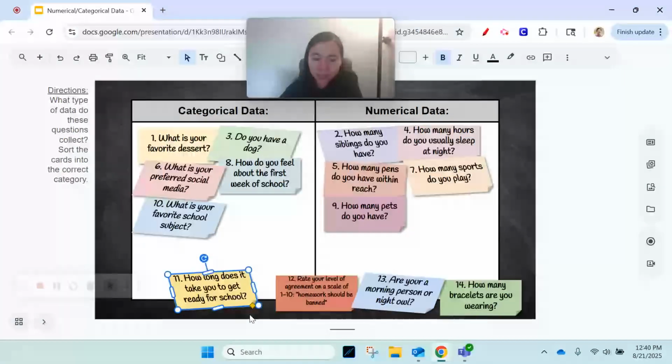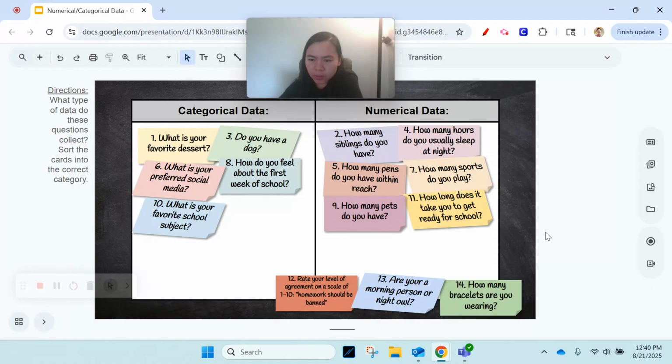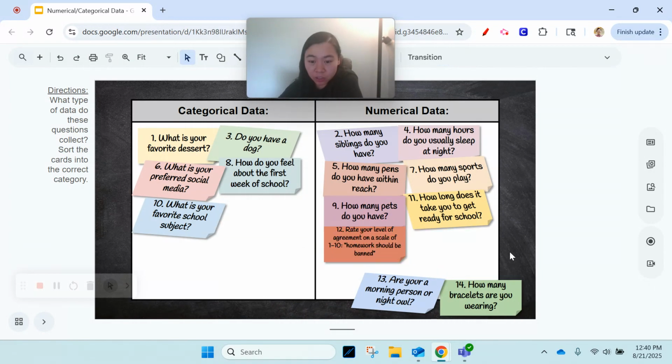How long does it take to get ready for school? Does it take you 30 minutes? An hour? 1 hour? 2 hours? We're going to consider that a numerical question, even though it does have the word minutes or hours. Rate your level of agreement on a scale of 1 to 10. Homework should be banned. How do you feel about that? 1 to 10. If you're rating something, you're ranking something, that's going to be a number, so numerical.